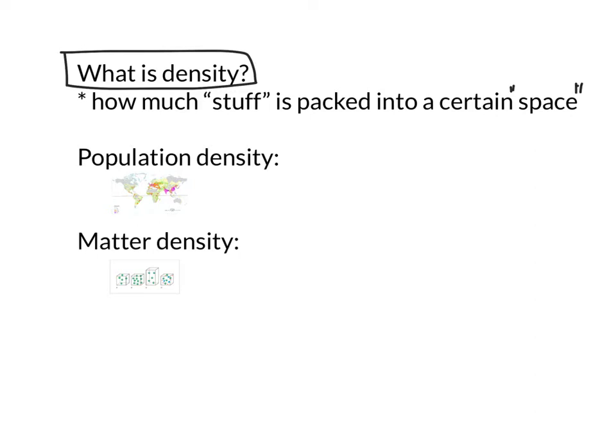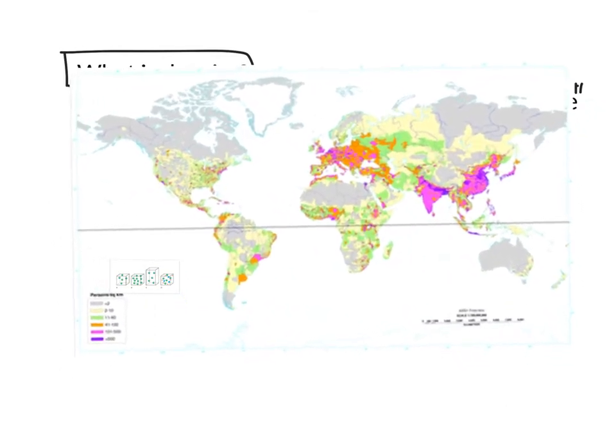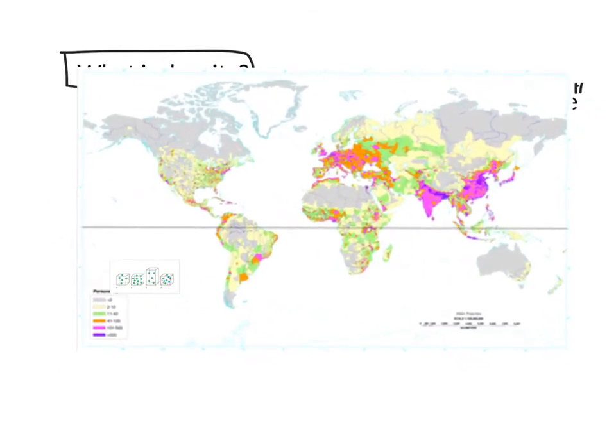So, for instance, there's two different types of density I think that you deal with pretty regularly. So one of them is population density. And if we look at this map right here, population density talks about how many people are in a certain area. So for instance, if you look here, places like China and India, and lots of these places in Europe are very dense in terms of population. There are a lot of people that live there in a very small space.